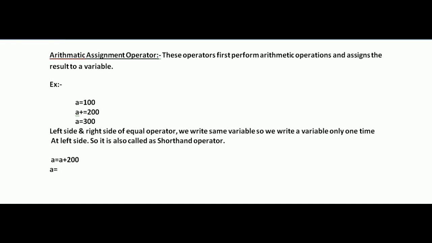Here we have the value of a is 100. So here we will write 100 plus 200 and find a equals 300. This is the procedure in which we use only one variable. So the following are the arithmetic assignment operators that are available in Python programming.